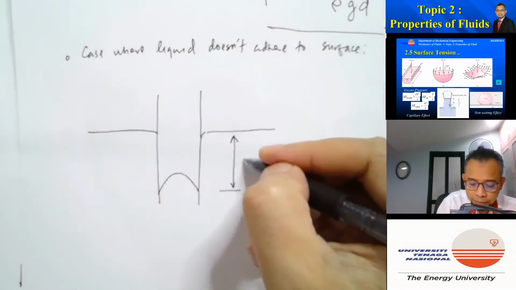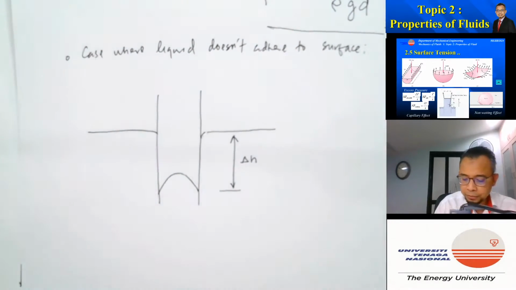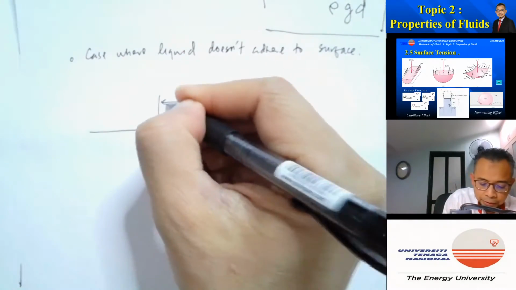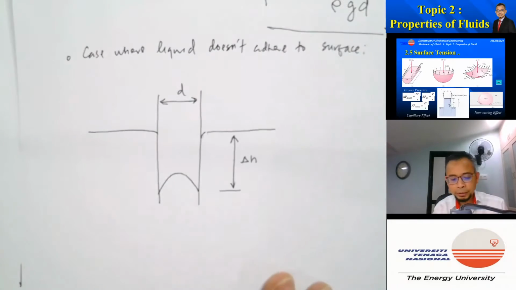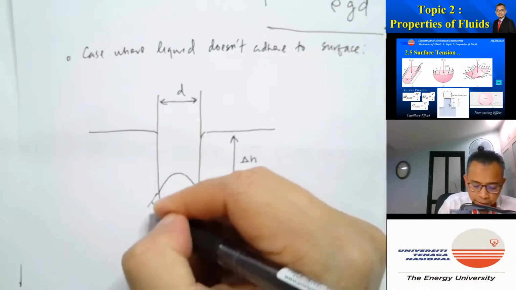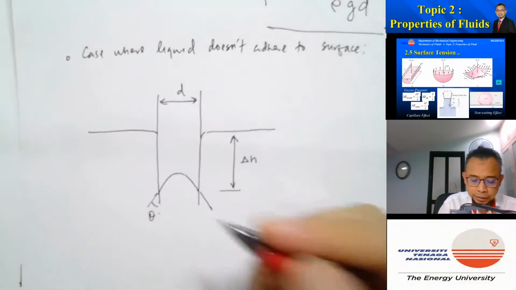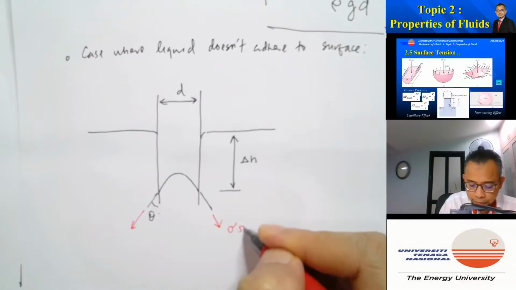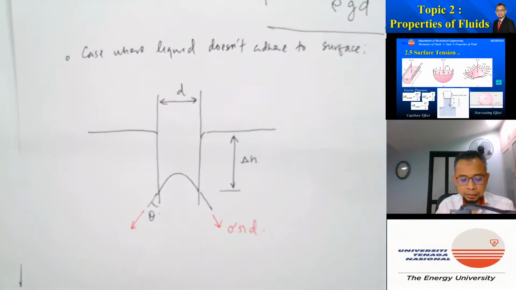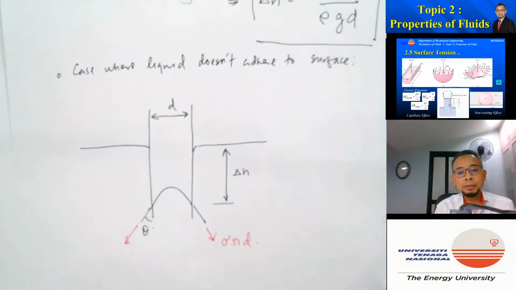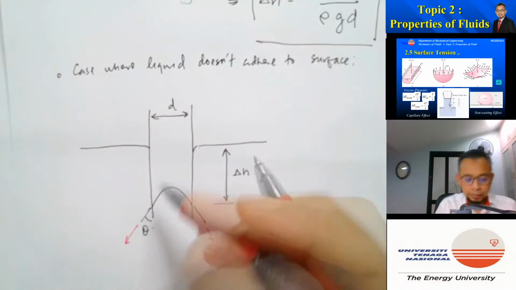Let's draw all the values. That's delta H, right? This is the diameter D, and this one is at an angle of theta. So again, if you consider the surface tension force there, it is equal to sigma pi d, in this direction.